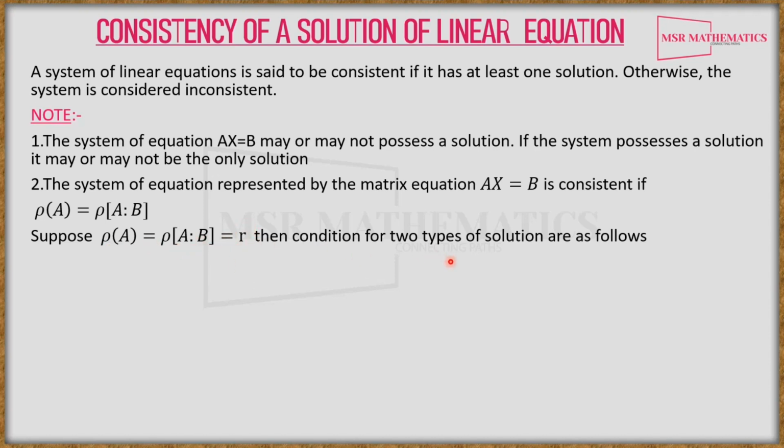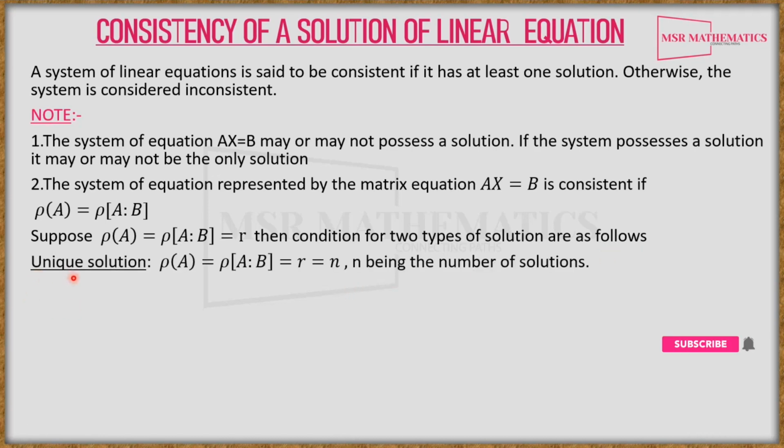Then the conditions for two types of solution are as follows. First is the unique solution. Here rho(A) is some value and rho(A|b) is some value equal to r, that means rho(A) is the same as rho(A|b). In that condition, two types of solution hold. Unique solution means rho(A) = rho(A|b) = r = n, where n is the number of unknowns.